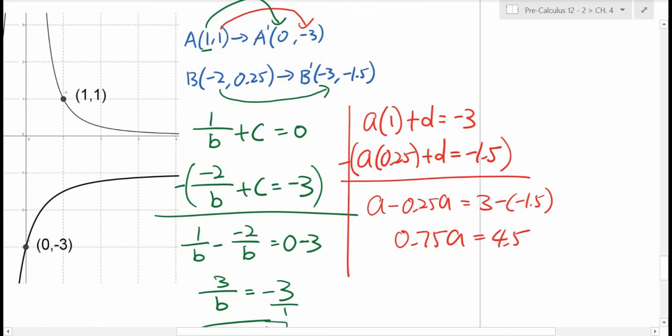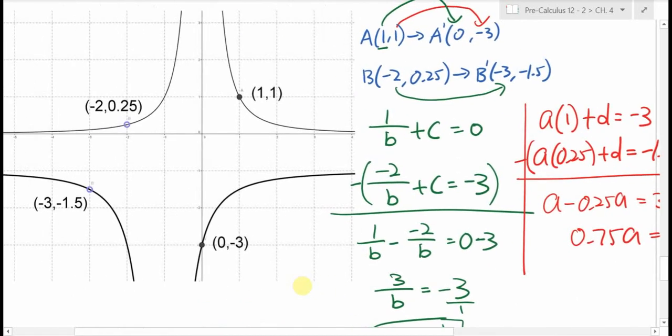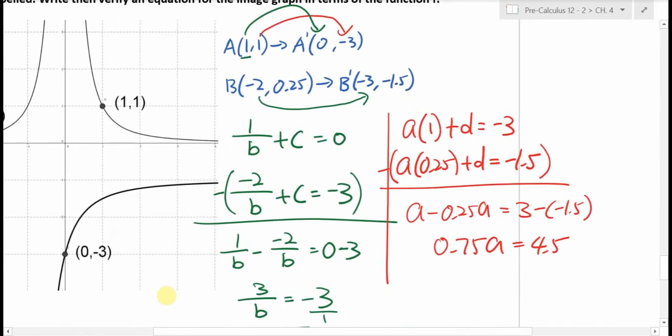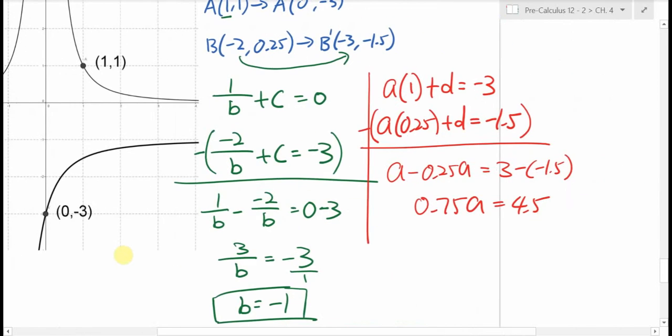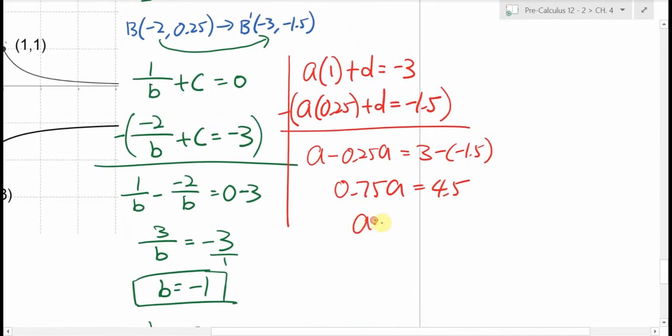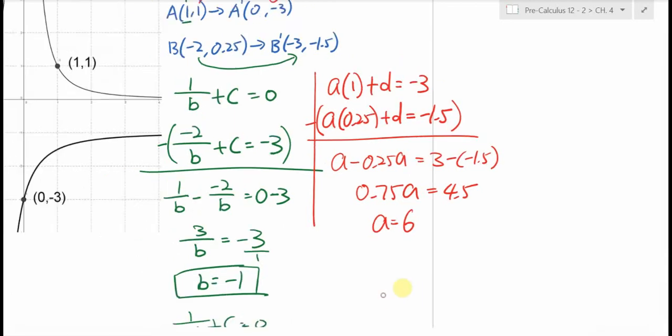Is this right? 0.25, -1.5, yes, 1, 3, -3. Okay, looks fine. So now we just solve for a by dividing both sides by 0.75. You should get, I don't remember what it is. 6. A is 6. Okay. Now once you have a solved, then you can plug into. Okay, I better double check. This doesn't sound right to me. Okay, before I move on.